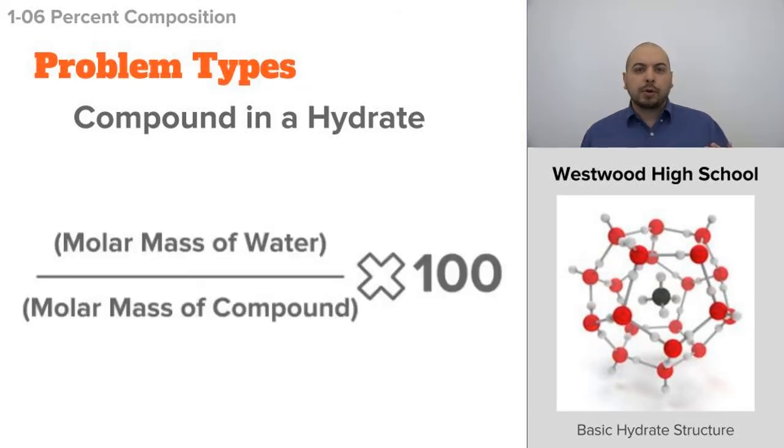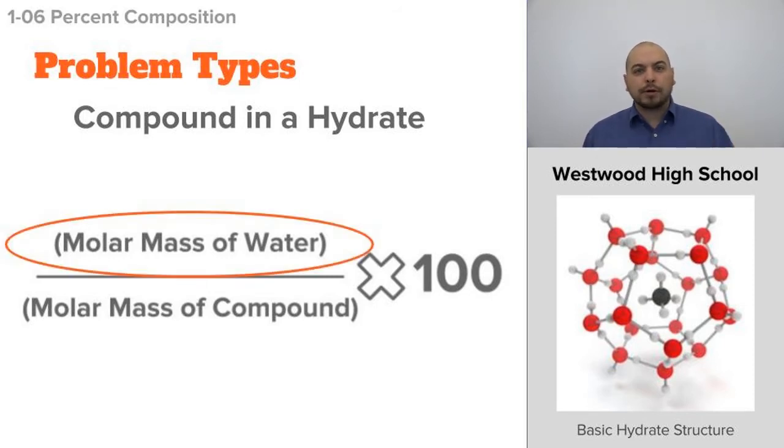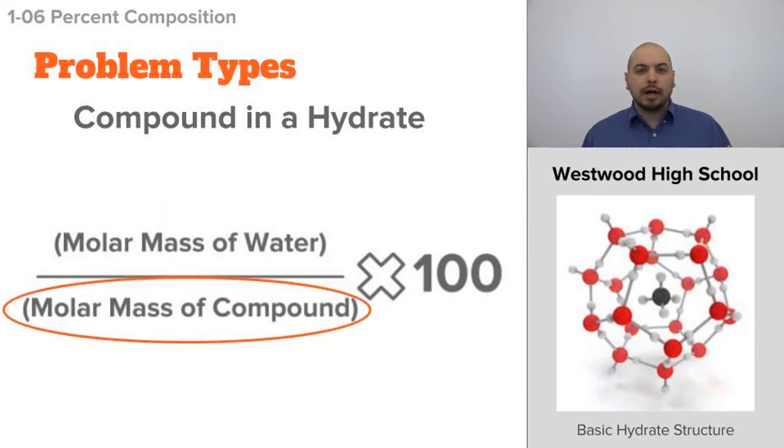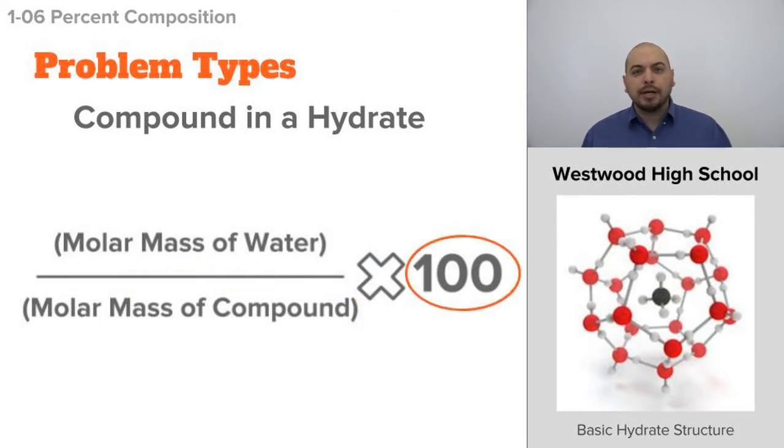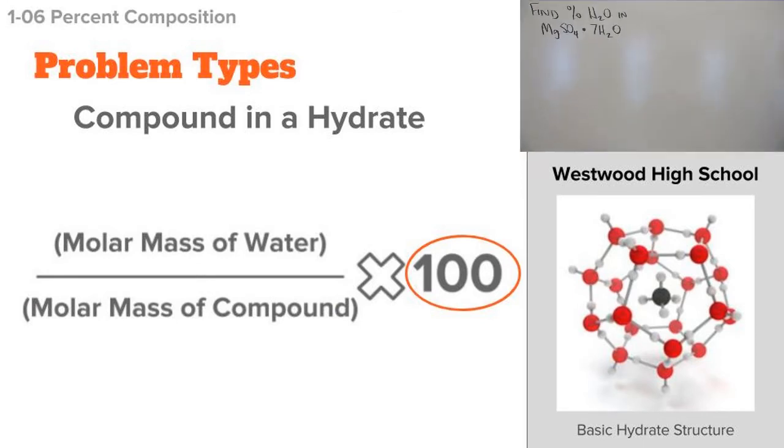So with hydrates, one of the most important things that we're going to look at is the percent of water within a hydrate. What we're going to do is utilize the mass of the water found in the hydrate and divide by the total molar mass of the hydrate. Again, for any percent composition, we're going to multiply by 100 to get our final answer.